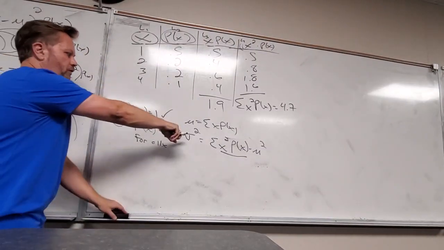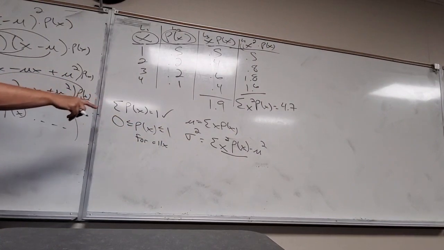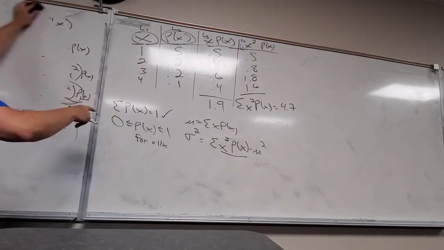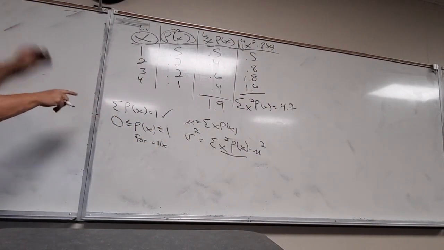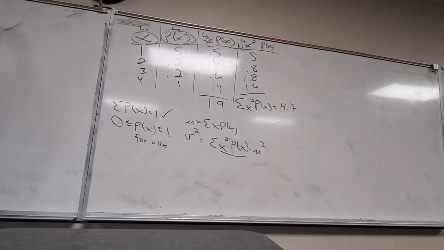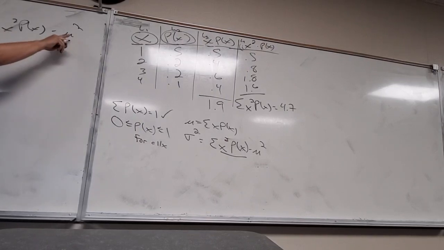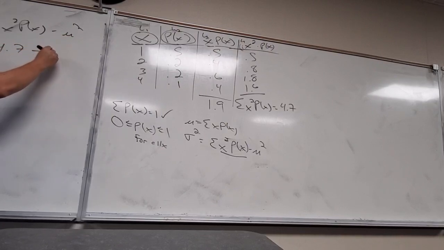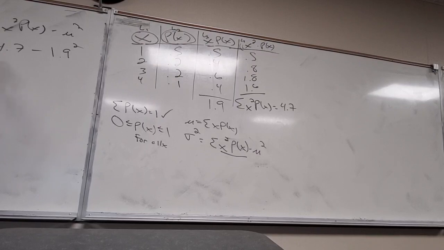Because what's the formula for the variance? I haven't calculated it yet. The formula for the variance is the sum of x squared p of x minus the mean squared. We know that, don't we? What is the sum of x squared p of x? 4.7. Minus, what was the mean? 1.9 squared. So that's going to be the variance. Somebody help me out. What is that? Why can't you do it, Jeff? I don't know, man.